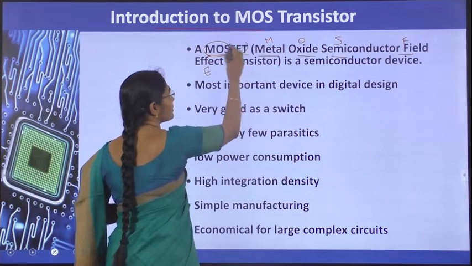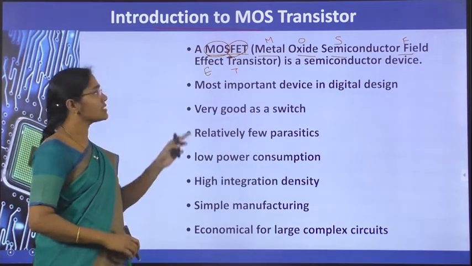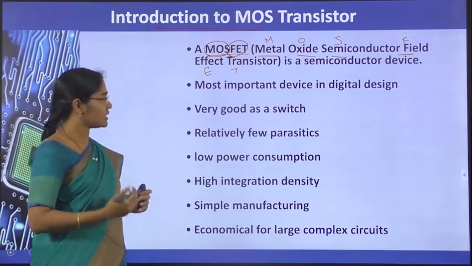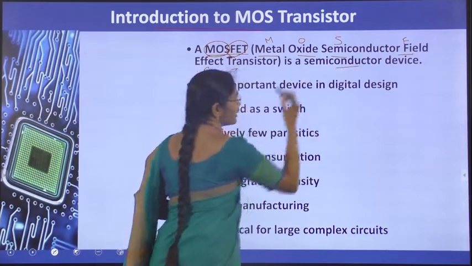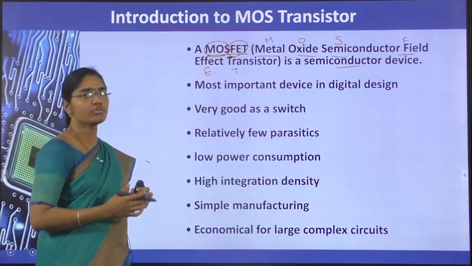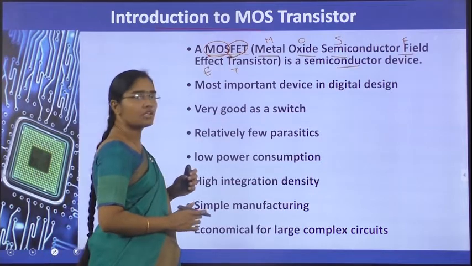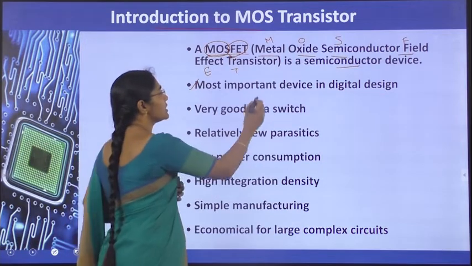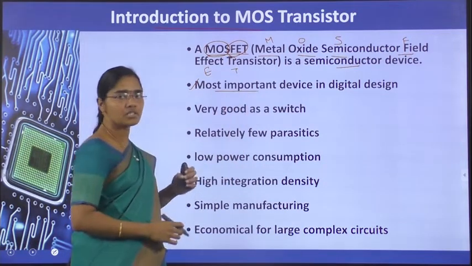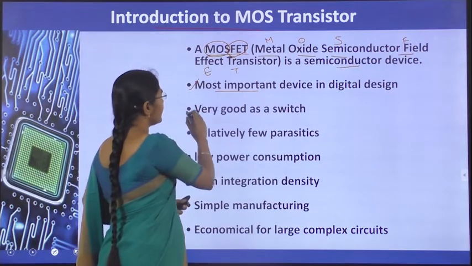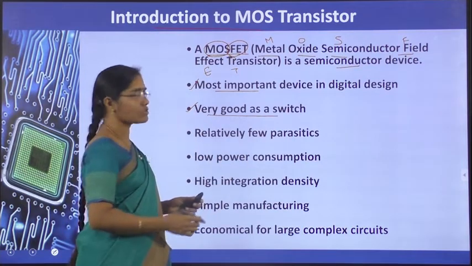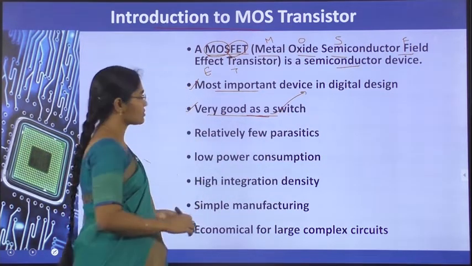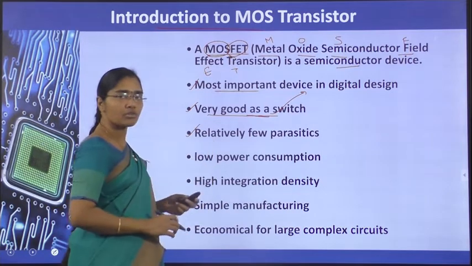MOSFET abbreviation is Metal Oxide Semiconductor Field Effect Transistor, and it is a semiconductor device. It is a transistor used mostly in digital design. So it is a most important device in digital design. It is acting as a very good switch. Because of this good switching behavior, it is used in digital design circuits.